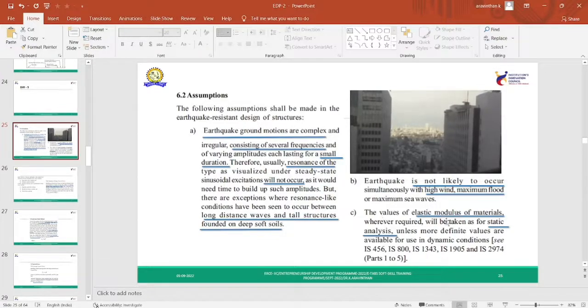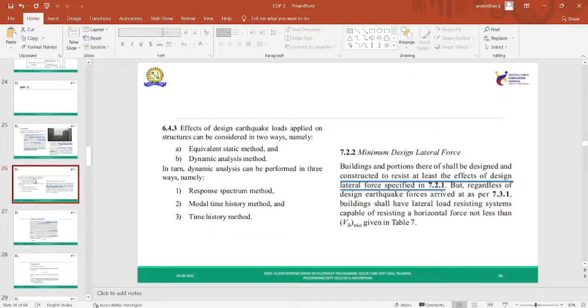There are two types of modulus of elasticity: static modulus of elasticity and dynamic modulus of elasticity. In research you would have seen that the elastic modulus for static, that is Young's modulus for static, is enough to design a structure. You can follow IS 456 for reinforced concrete structures and IS 800 for steel structures. Let us go to the next thing.